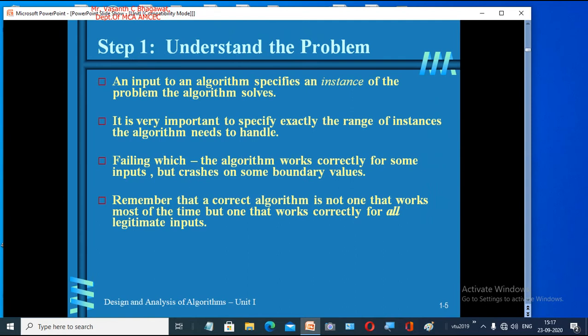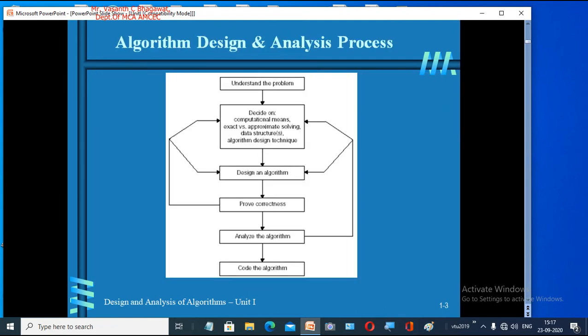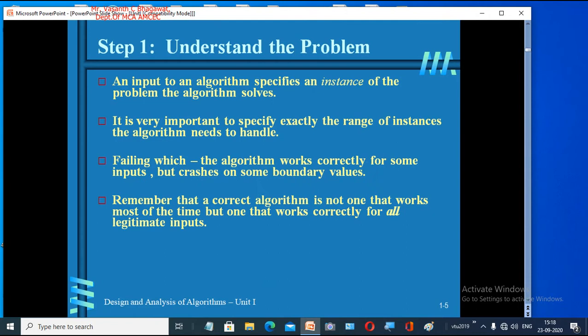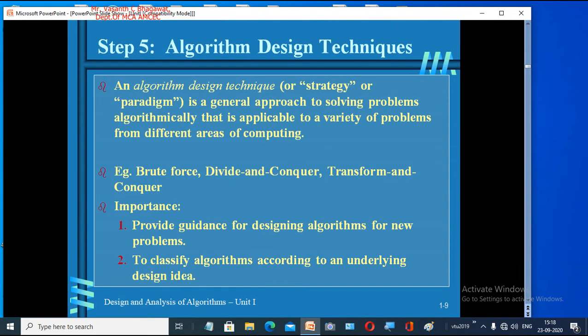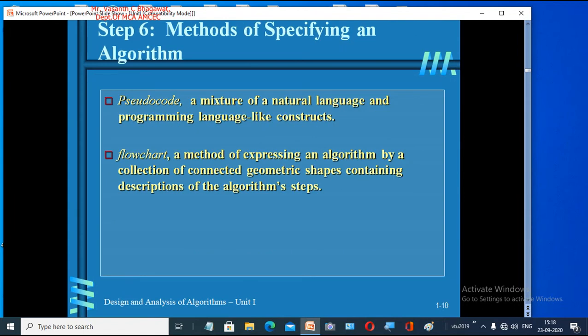Now if we go back to our flow chart, you can see what we have seen: first understand the problem, then decide on computational means, that means the type of device, then exact versus approximation solution, then discuss the data structures, and then which design technique you are going to use. Once you have completed these stages, the next stage is to design the algorithm. So how are we going to design an algorithm? How are you going to write an algorithm?